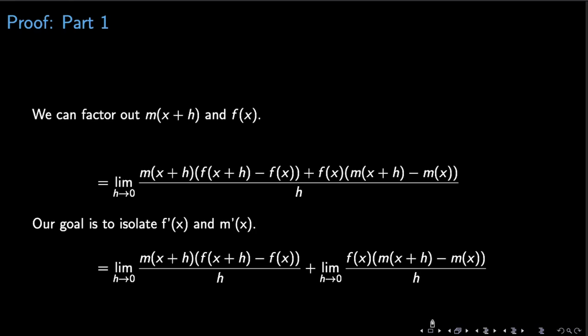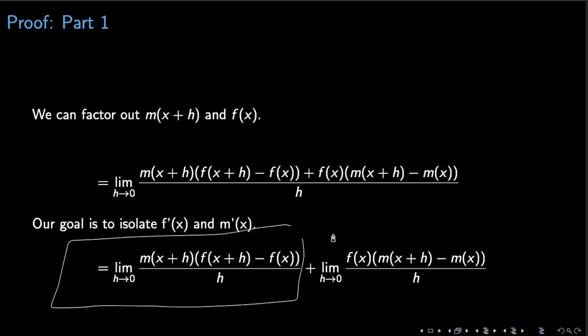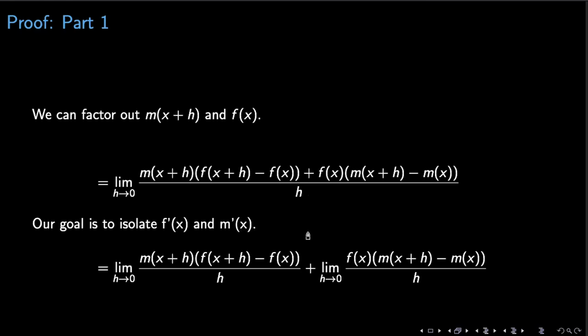And then with that, using the addition rule for limits, we can separate the fractions into this form. So we have the separation into two limits, since they share a common denominator h. Now, on the left hand side, we have the limit as h approaches 0 of m of x plus h times f of x plus h minus f of x, all over h.